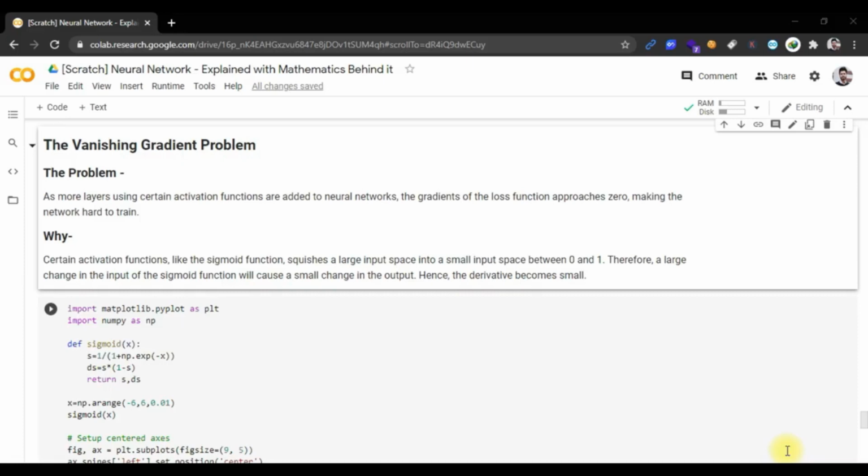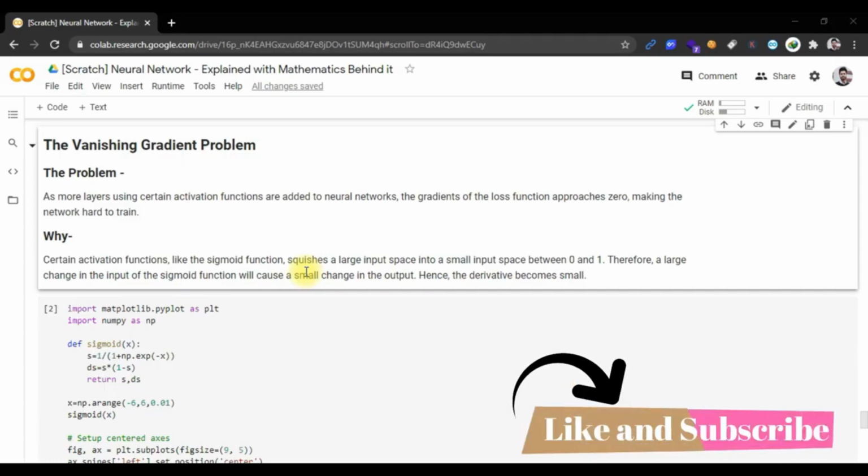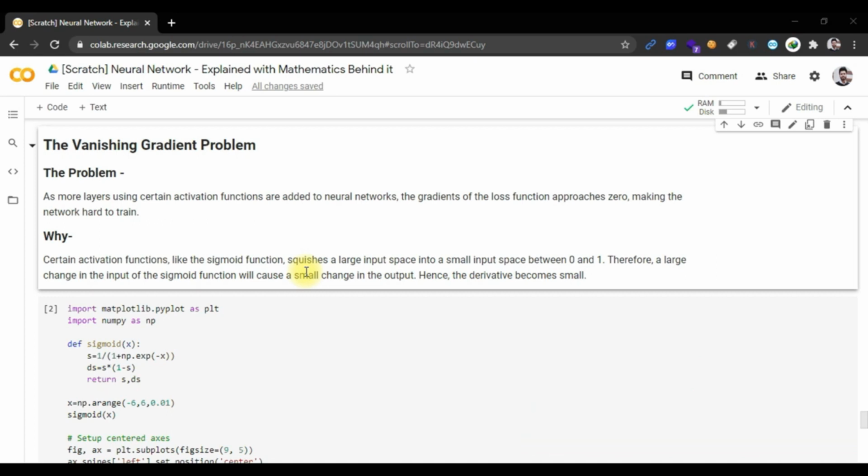So why does it occur? As you see, the sigmoid function squishes a large input space into a small output space between 0 and 1, because this is the function's true functionality: it takes your input and gives you an output between 0 and 1. So if you give inputs in large numbers like 1000, 2000 or 1 lakh, it squishes those numbers into between 0 and 1. Therefore, a large change in the input of sigmoid produces only a small change in the output.